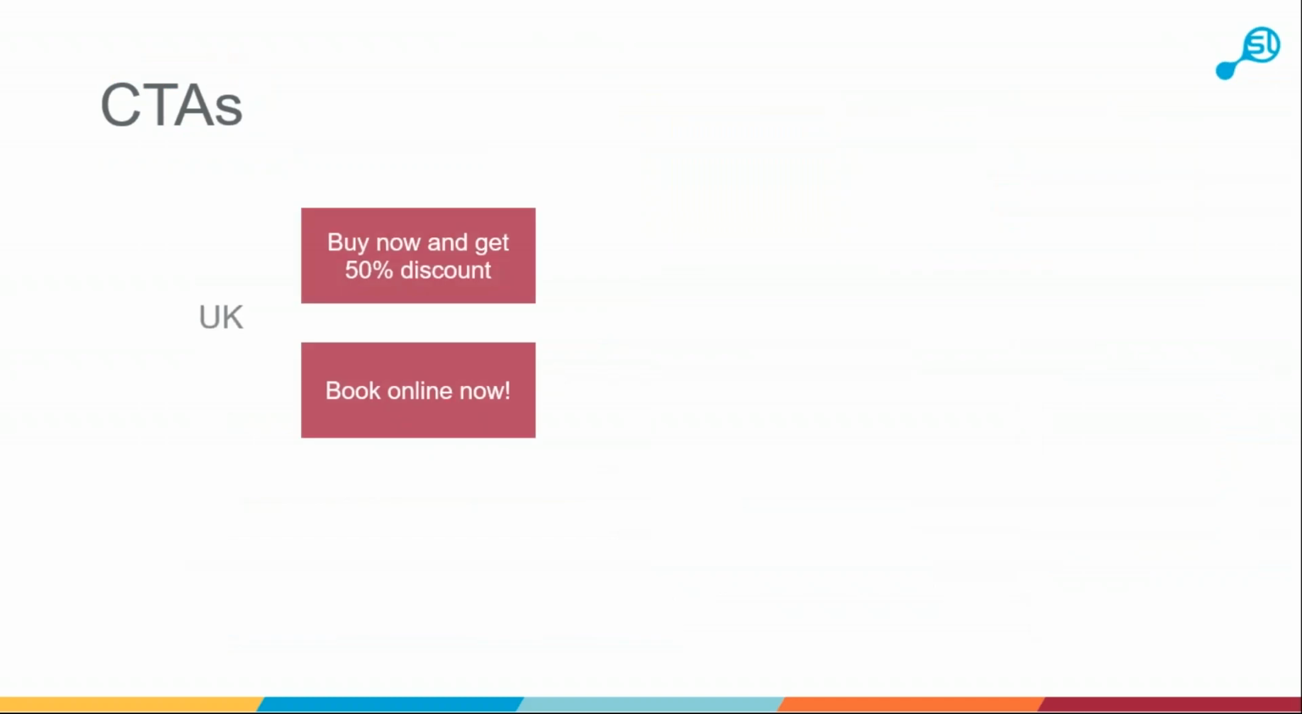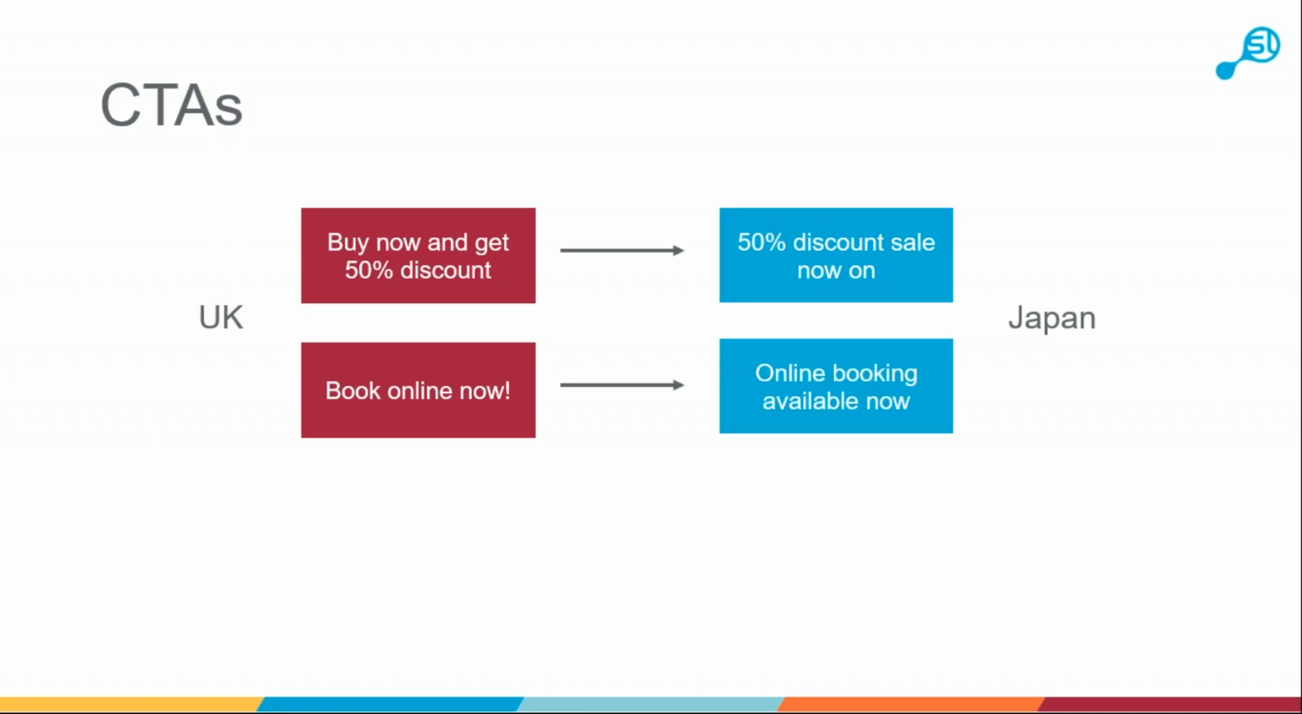And that's because when we're thinking about creating copy for different markets, in the UK, we would always go for call to actions like buy now and get 50% discount, book online now. It needs to be a sense of urgency. Whereas if we were going to go out in Japan, we would change that only slightly, and we would say 50% discount sale now on, an online booking available now.